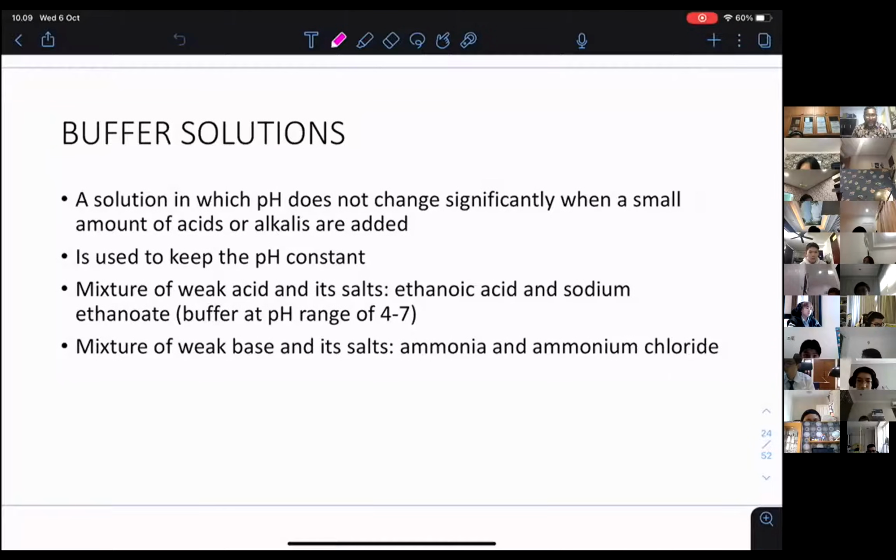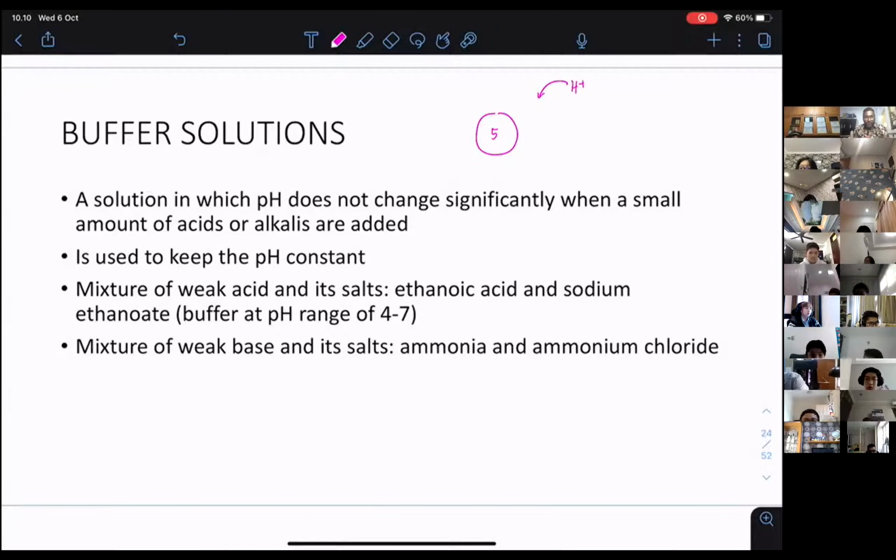Take for example, if you have a buffer solution with a pH of 5. Let's say I add a small amount of H+, which means I add acid. Of course, I expect the pH should change slightly to become 4 or maybe 3. But a buffer solution will prevent that change of pH. So of course, it's a magical solution. So what is a buffer solution?